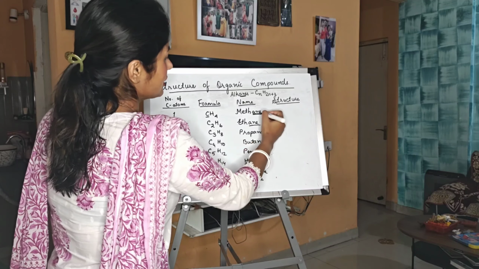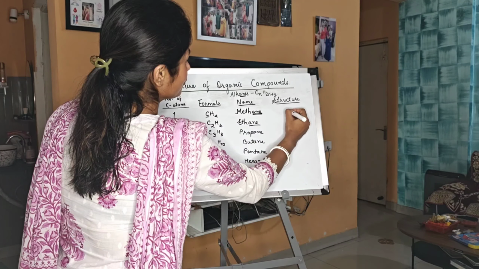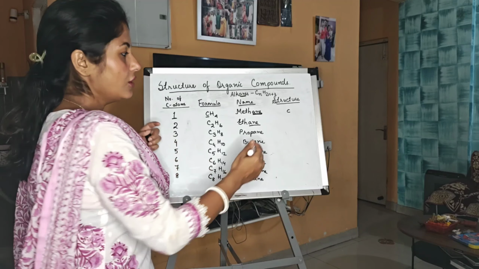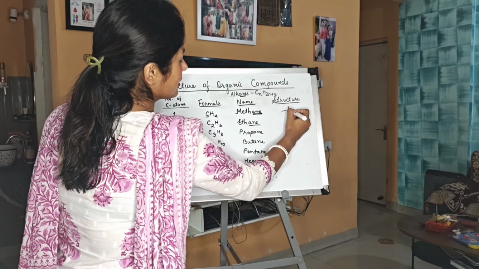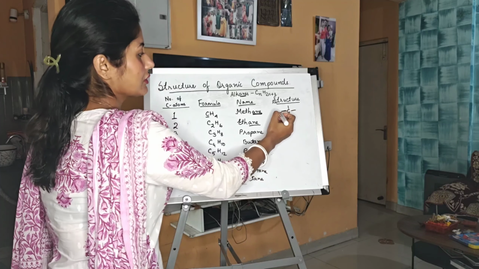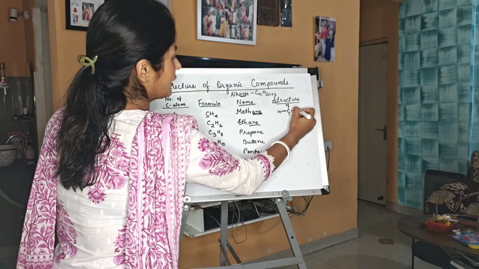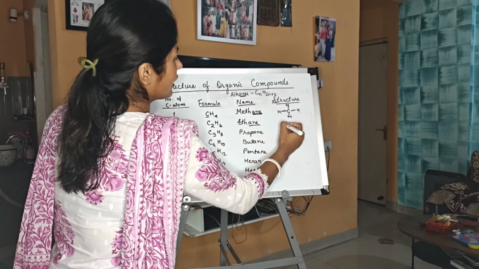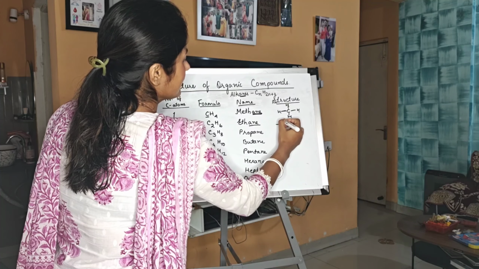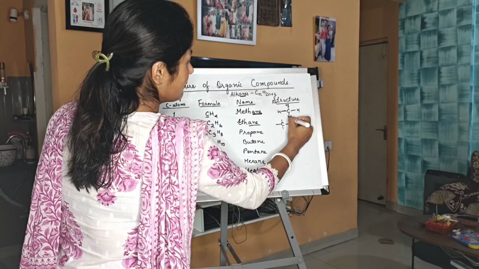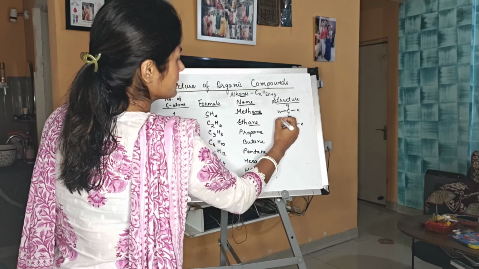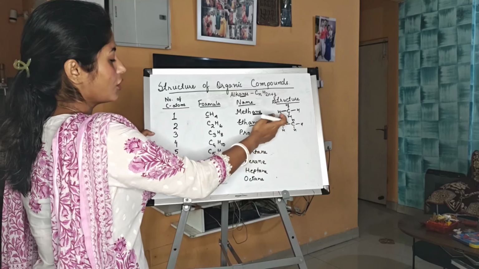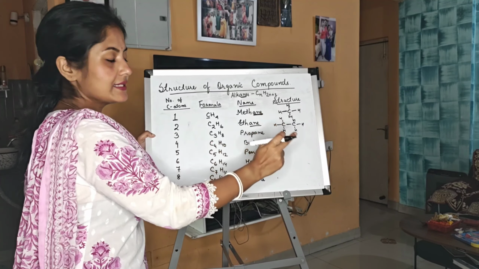Now how to draw the structure? For 1 carbon atom, just put 1 carbon, and since we already know that the valency of carbon is 4, to make up the valencies we will put 4 bonds around carbon and put hydrogen atoms around the carbon atom. Now for ethane there are 2 carbons, so just put 2 carbons and then make up the 4 valencies by substituting hydrogen atoms. You can cross check whether the number of carbon atoms is 2 and the number of hydrogen atoms is 6.